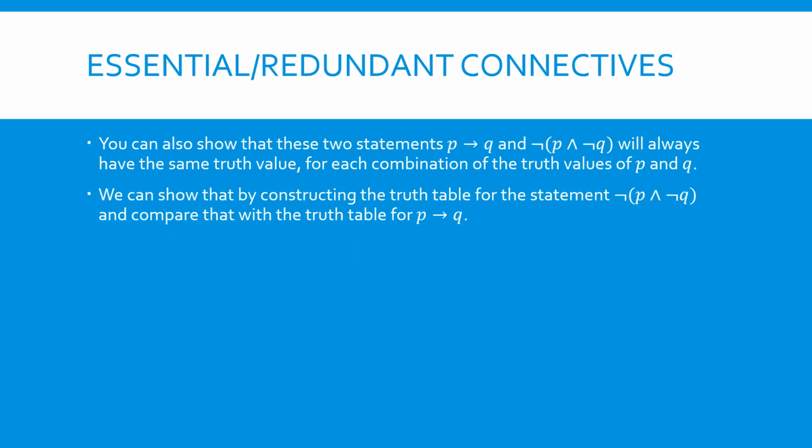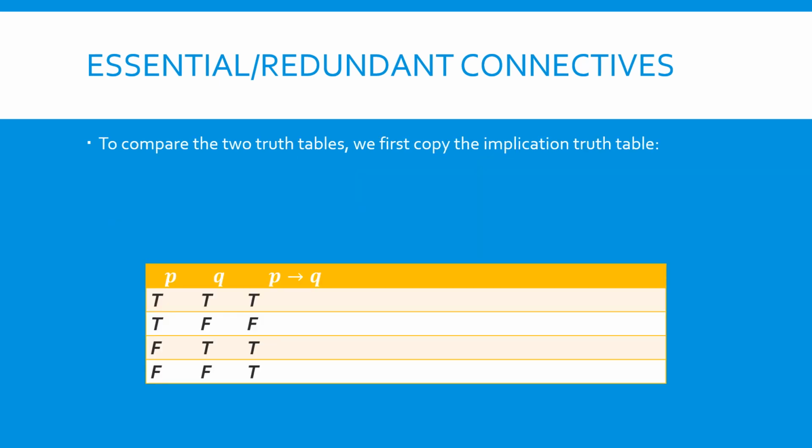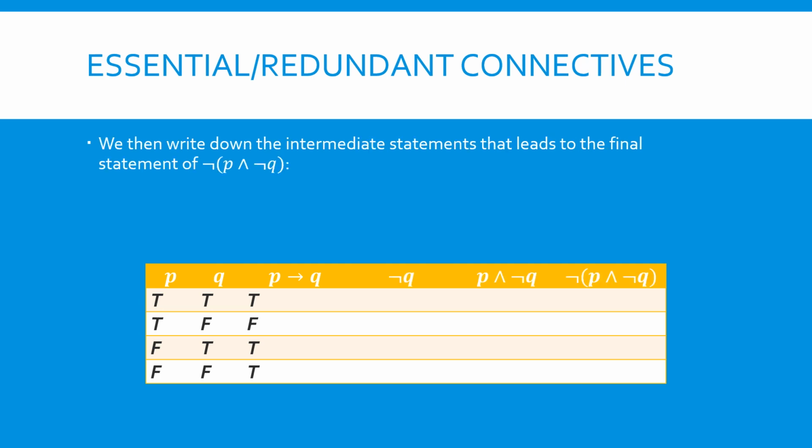Next, we will need to show that P implies Q indeed has the same meaning as not (P and not Q). We will prove it by showing that these 2 statements will always have the same truth values for each combination of the truth values of P and Q. This can be done easily by constructing and comparing the truth tables for the 2 statements. We begin the process by copying the truth table for the implication connective. Then, we will construct the truth table for the second statement, not (P and not Q).